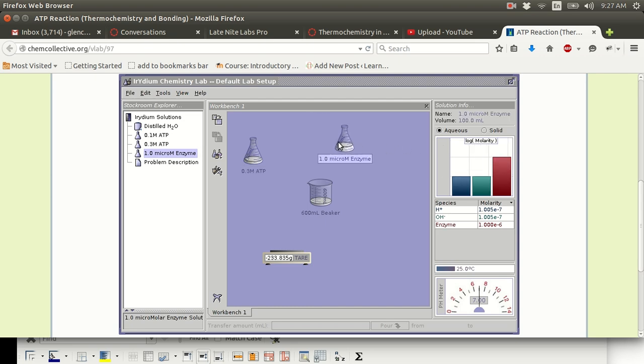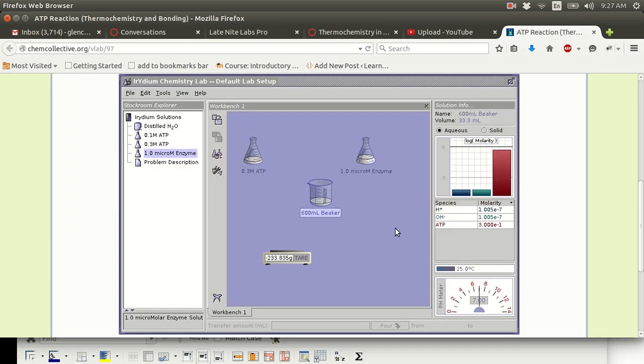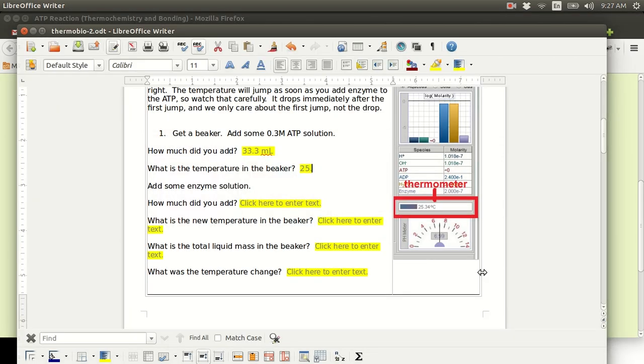Okay. Right now, there's one other thing here that's a little weird. Watch this. I take the enzyme solution, which is my next step. So, how much did I add? I added 33.3 milliliters of solution. What was the temperature? Let me just check that. It's 25.0 degrees Celsius. And I'm going to add some enzyme solution.